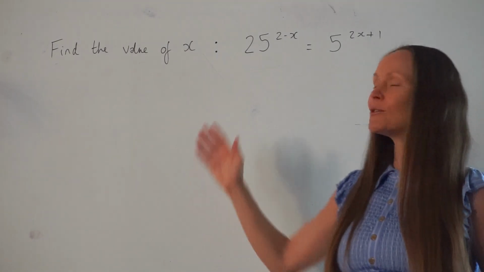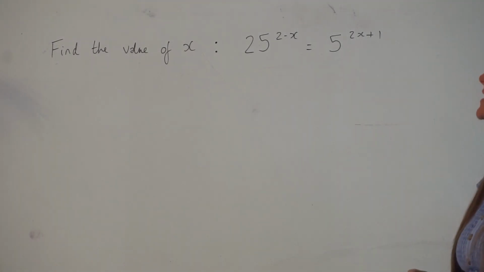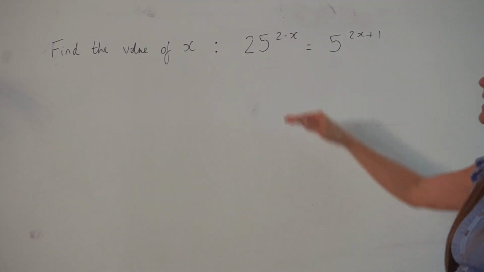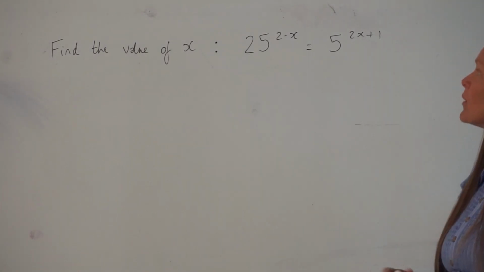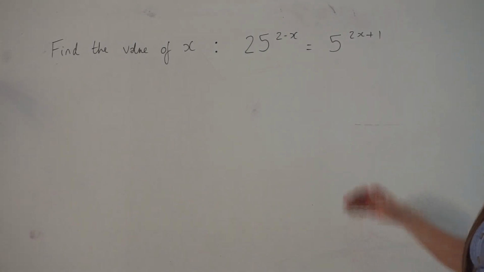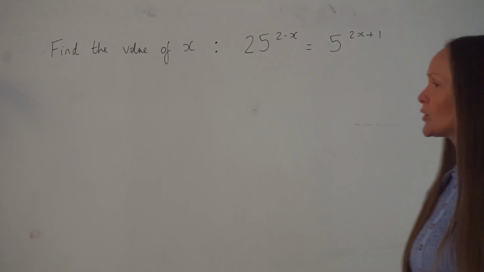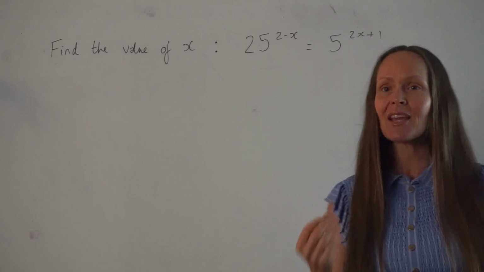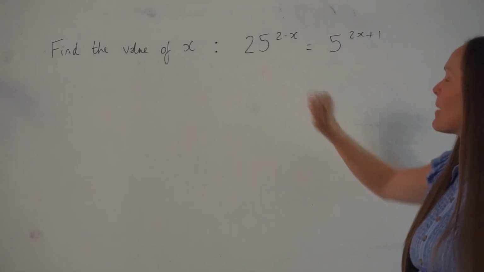I'm going to show you how to find the value of x in this equation here. So the equation that we've been given is 25 to the power of 2 minus x equals 5 to the power of 2x plus 1. So what I need to do in this question is make sure that both sides of the equation are written with the same base number.